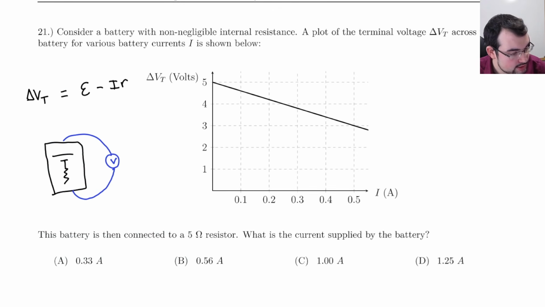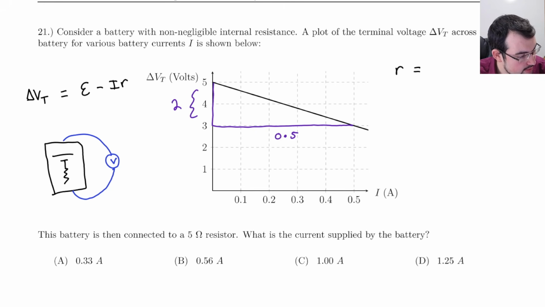So it's pretty easy to take a slope of this. So this distance would be 0.5, and this distance would be 2. So our resistance inside would be 2 divided by 0.5, which is 4 ohms. And also note that the EMF of the battery is just going to be our y-intercept.